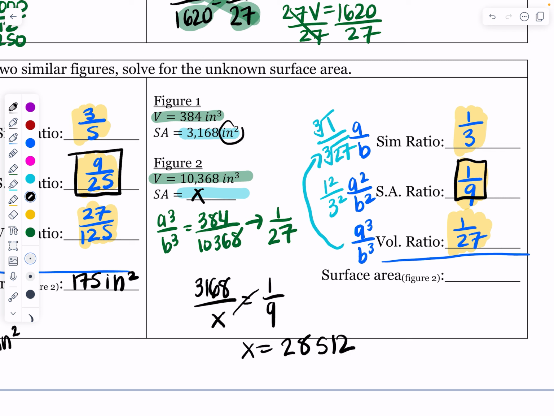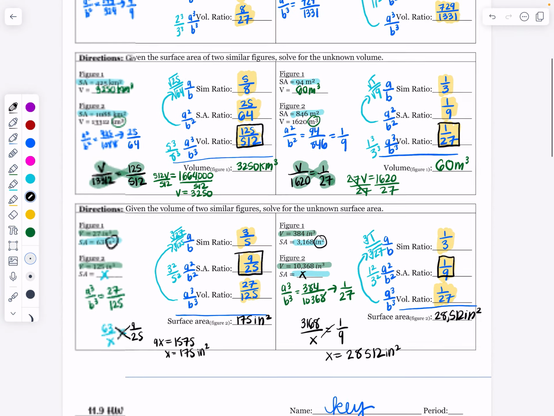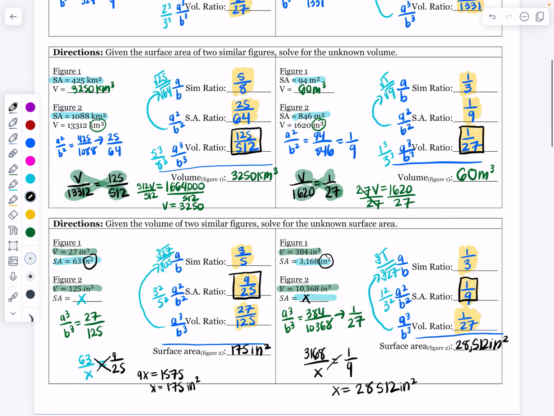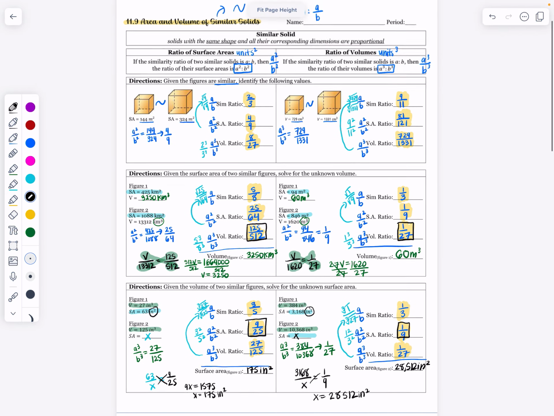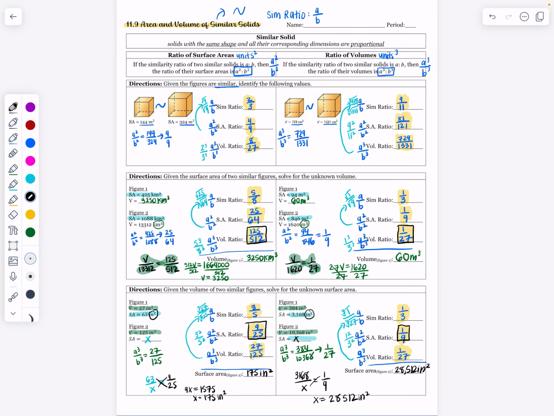That is going to give me a surface area of 28,512. My units are inches squared. So 28,512 inches squared is what that surface area is given these ratios. So we were able to find the surface area of a shape without knowing any of its dimensions, just based on these ratios.